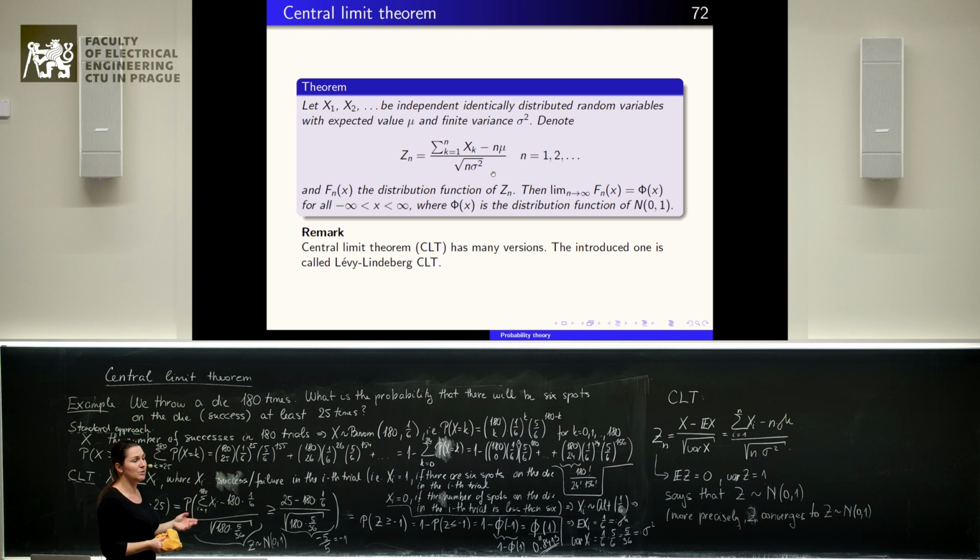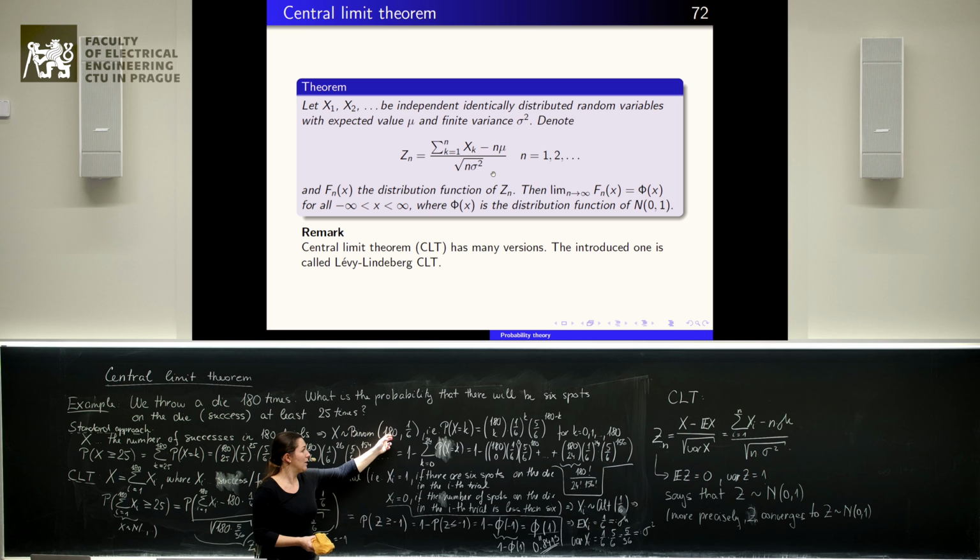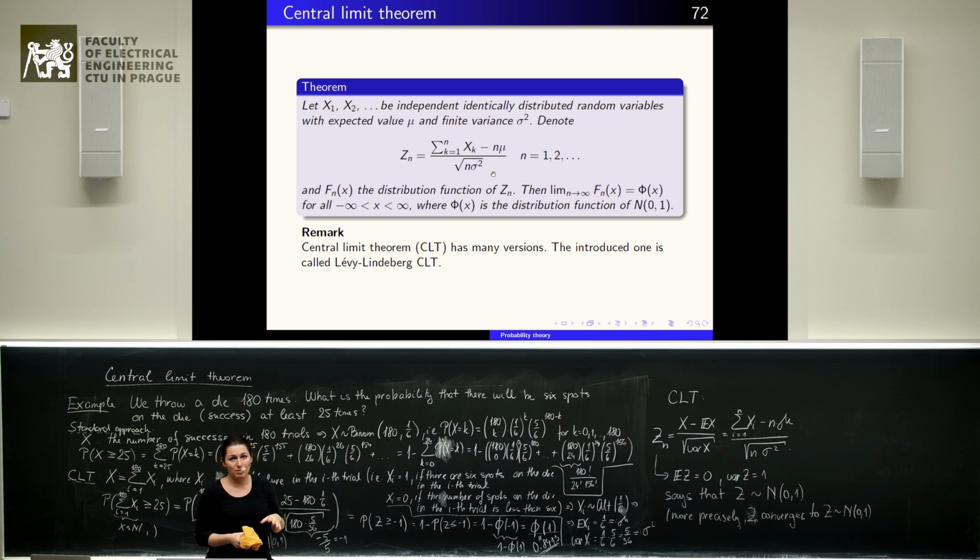And depending on who did the research on the central limit theorem, it has a special name. This theorem, which you can see on the slide, is called the Levy-Lindeberg central limit theorem. And the example which I showed you led to the conclusion that the random variable with binomial distribution converges, for many trials, so for the parameter n large enough, to a random variable with normal distribution. And this special usage of the central limit theorem is called the Laplace central limit theorem.